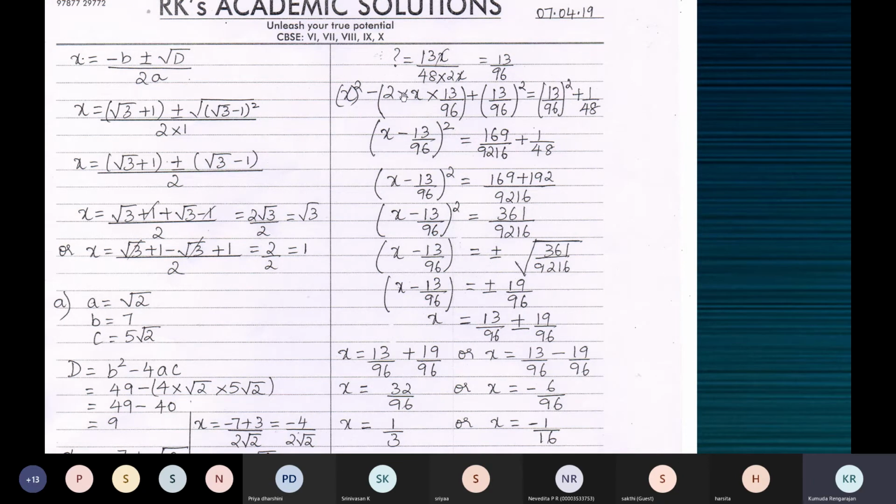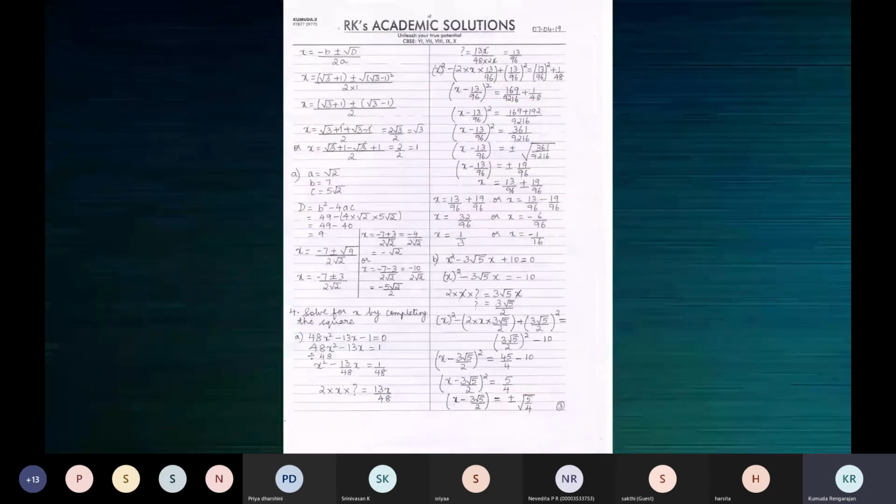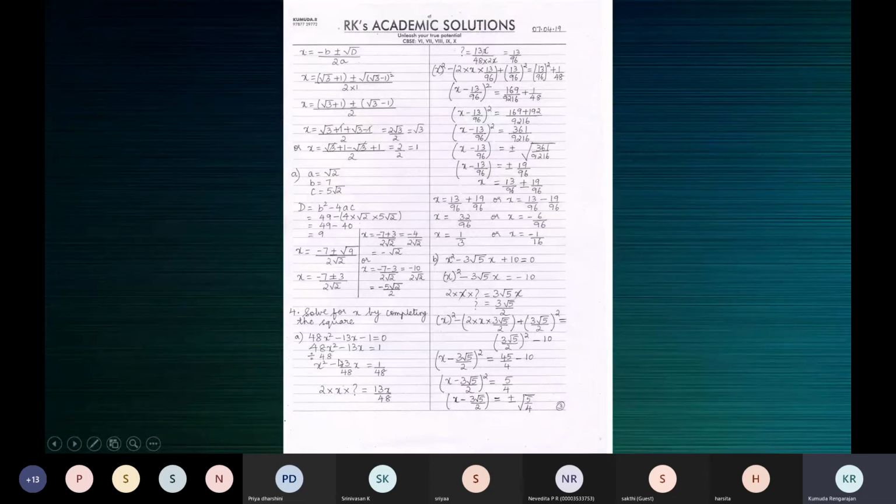Simplify this, what do you get? 2 ones are 2, 48 times. So 13x by 48, and that's what you have. This is the middle term. This 13x by 48 can be written as 2 into p, which is x, and q, which is 13 by 96.